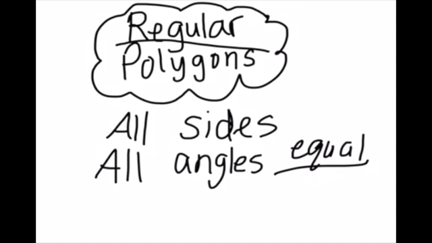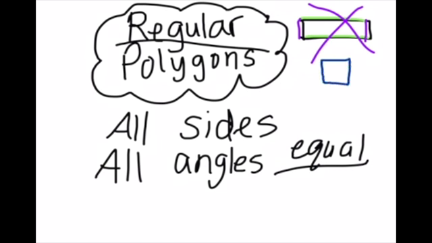So what I mean is a rectangle. Ask yourself, are those sides the same? I have two that are long and two on the side that are shorter. So no, that is not a regular polygon. But a regular polygon could be a square, because in a square, all sides are the same length and all the angles are the same. They all have right angles.